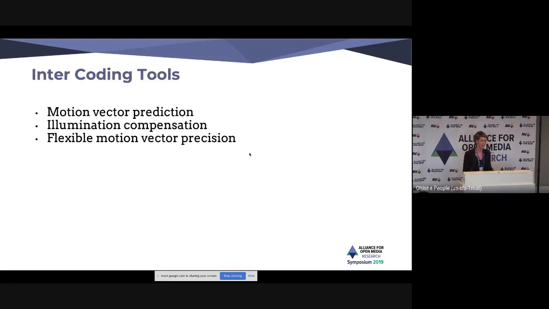A lot of these inter tools are in the preliminary stages, so I'm not going to go into too much depth. But the things that we're thinking of looking at are decoder side motion vector prediction. This could be either including some sort of motion vector search on the decoder side, or maybe sending only integer precision motion vectors and then getting the subpel precision using various techniques on the decoder side. We're also looking into illumination compensation to help when different frames have changes in illumination. And we're also looking into the ability to send motion vectors at different precisions.